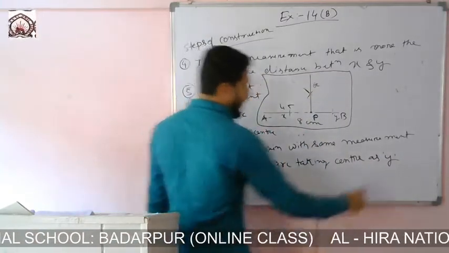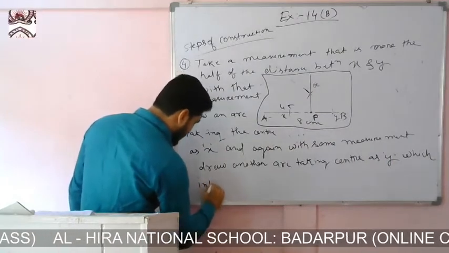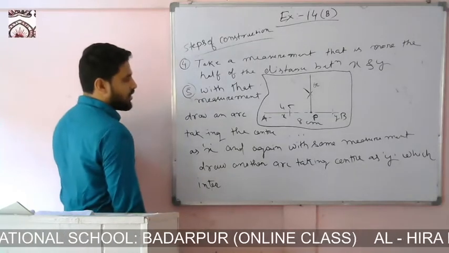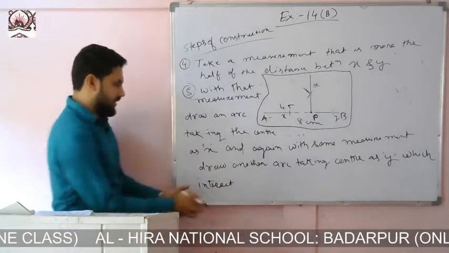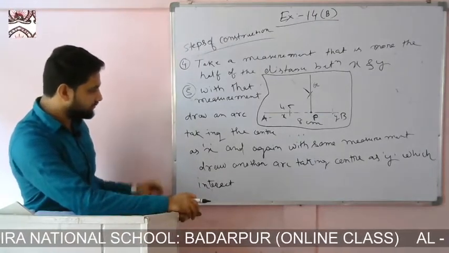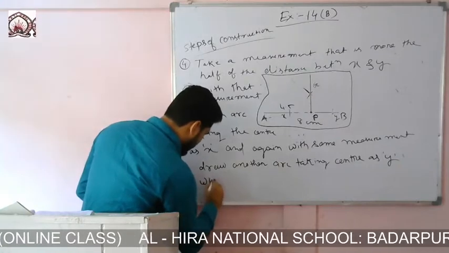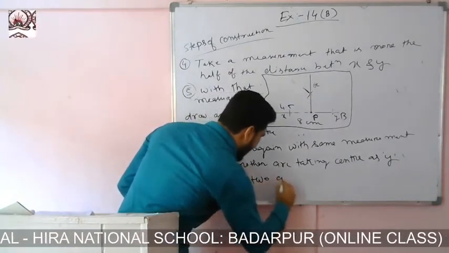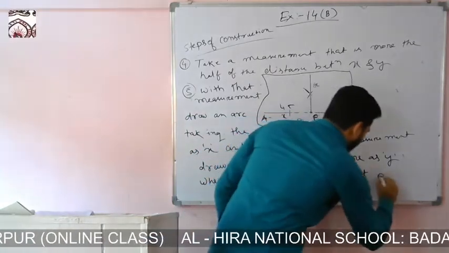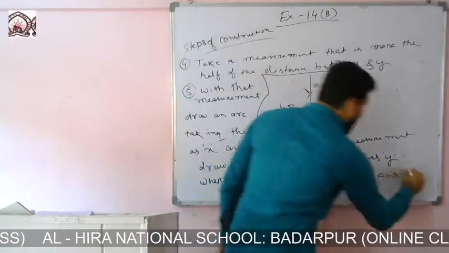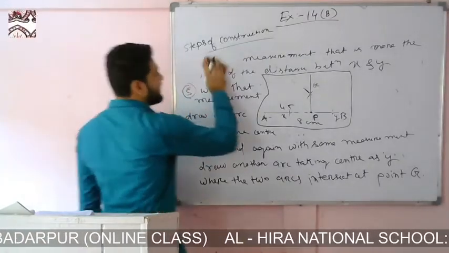Okay, which intersect where the two arcs intersect at point G. Okay, number 5.